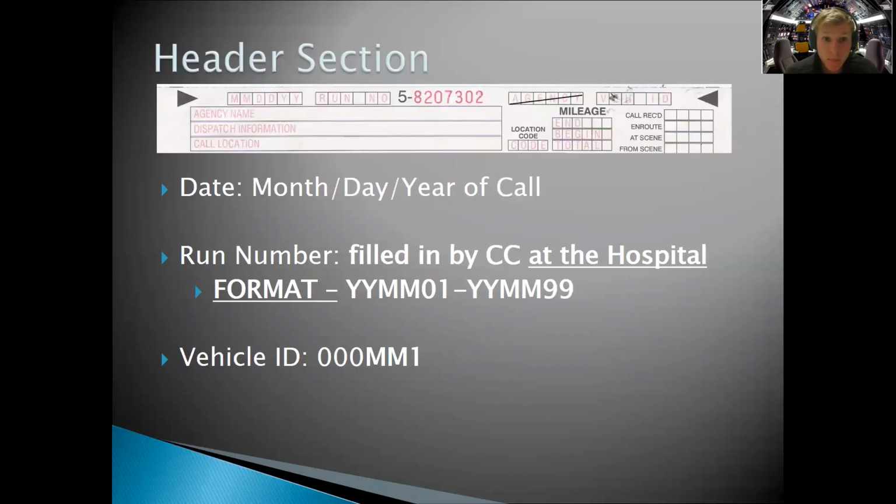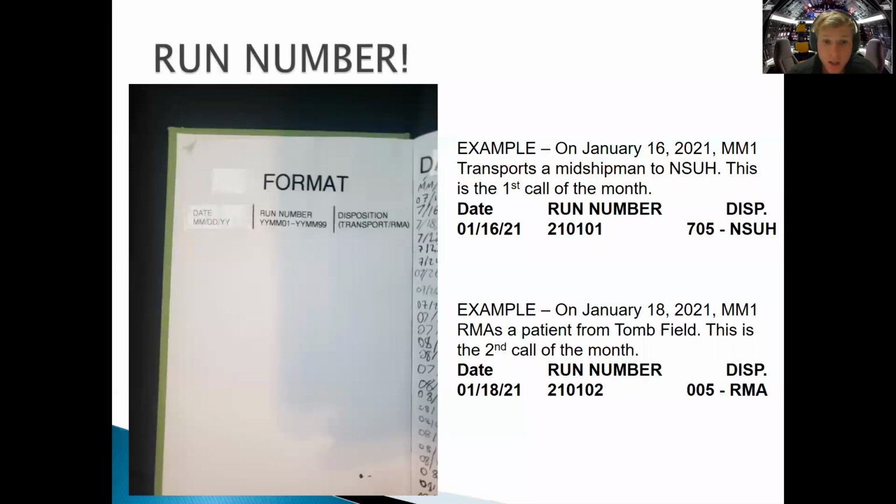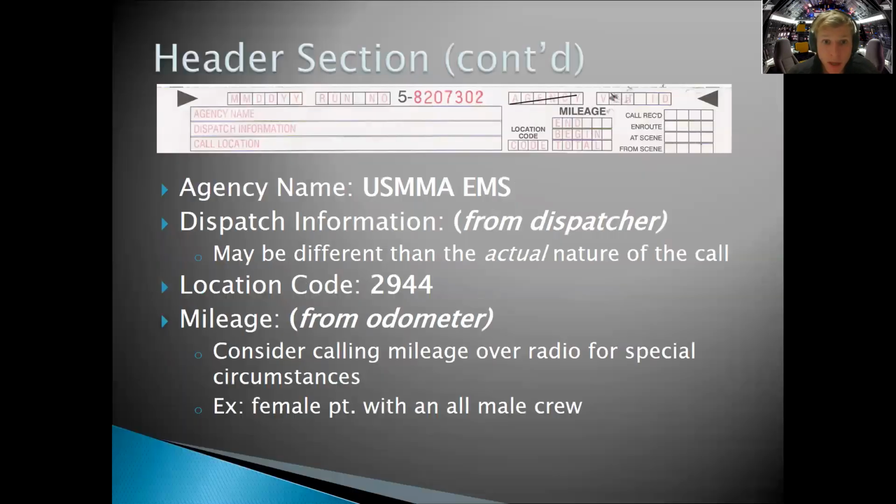Header, starting from the top and moving left to right, we have the date, that is the month, followed by the day, and the year. Run number follows the year, month, and then number per that month. So if it's the first call of the month, you write 01. And then ID. Make sure you're filling out every box. So we'll put 000MM1. Run number, this is a log. So like I said, it follows the year, month, and number per that month. These are some examples. So if you'd like to pause the video and look at those further, you may.